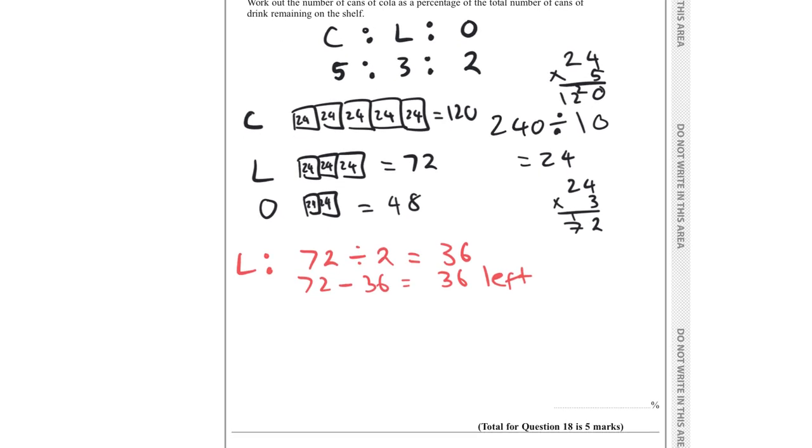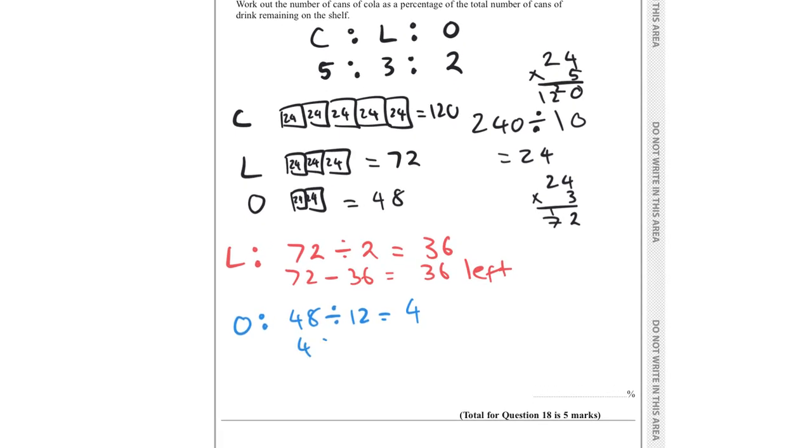Okay, and then a twelfth of the oranges are gone. So we're on oranges now. So there's 48 divided by 12. Oh, that's 4 in it. Yeah, 4. Okay, so 4 removed. So 48 minus 4 is 44 left.